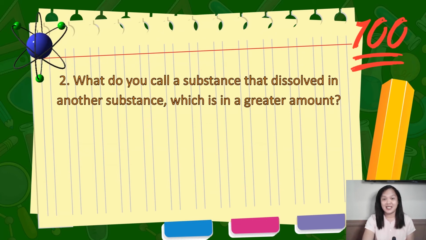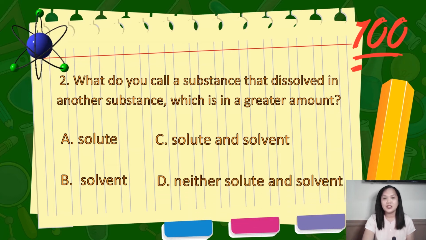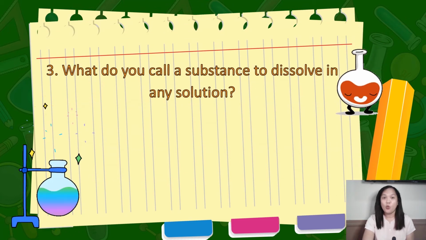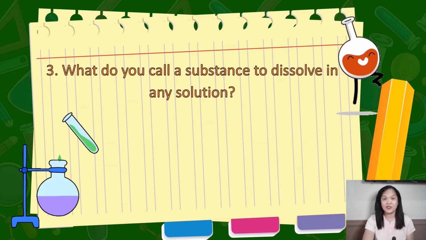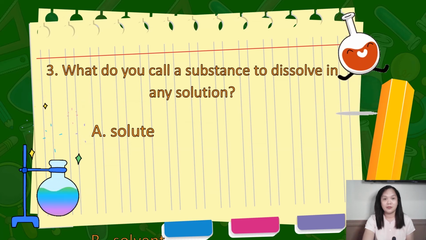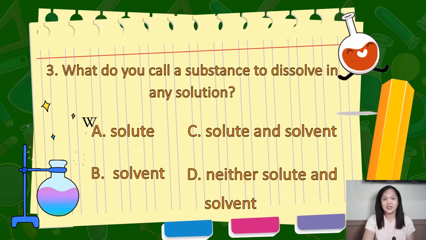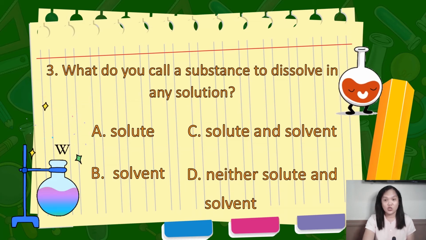Number 2. What do you call a substance that dissolves in another substance, which is in greater amount? A. Solute. B. Solvent. C. Solute and solvent. D. Neither solute and solvent. Number 3. What do you call a substance to dissolve in any solution? A. Solute. B. Solvent. C. Solute and solvent. D. Neither solute and solvent.